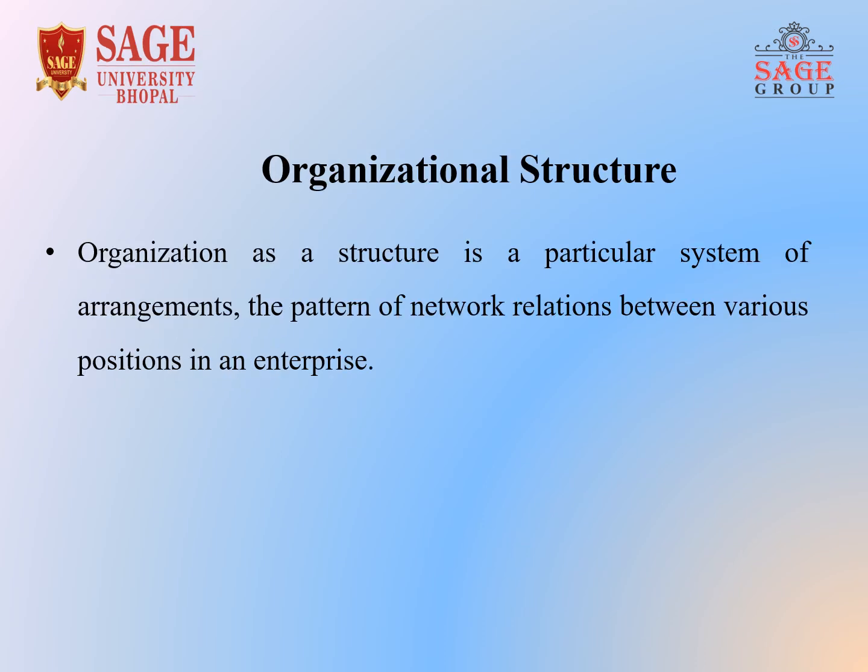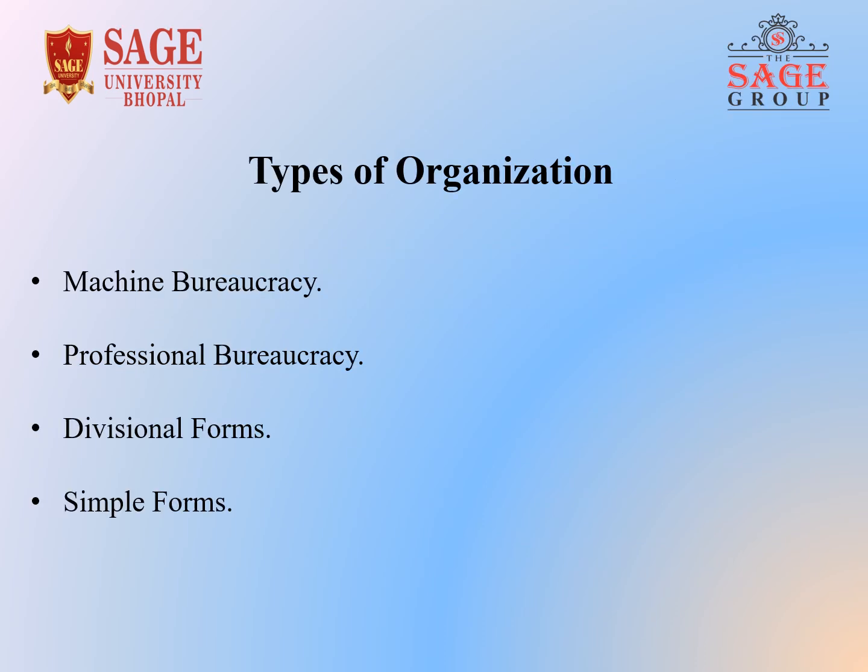Organization structure. Organization as a structure is a particular system of arrangement, a pattern of a network between various positions of an enterprise. Who are the directors, who are the vice presidents, who are the deputy general managers, who are the engineers, who are the workers and the supervisors as well. Types of organization: machine bureaucracy, professional bureaucracy, forms of division of labor, and simple forms.